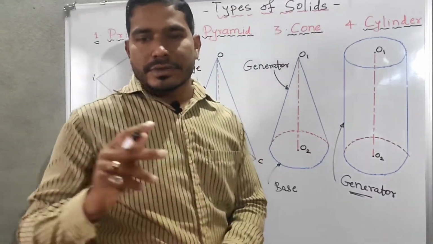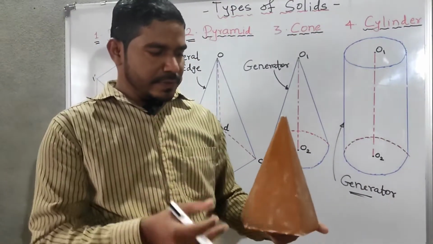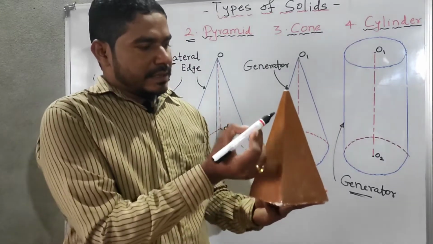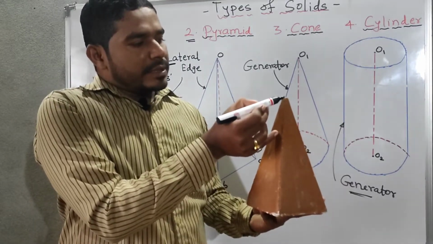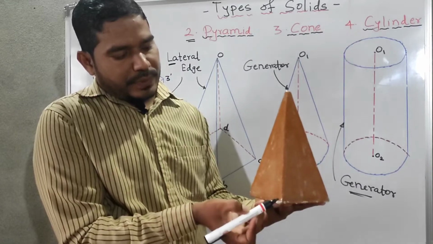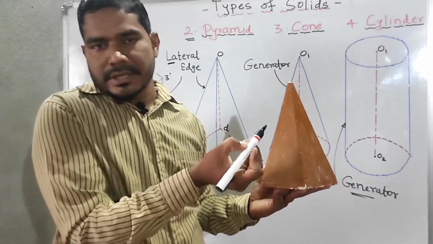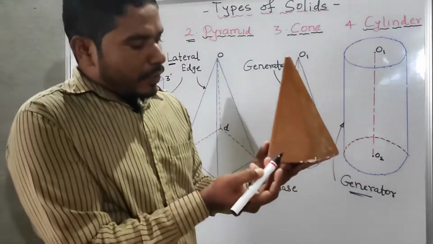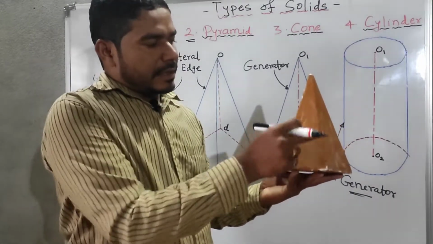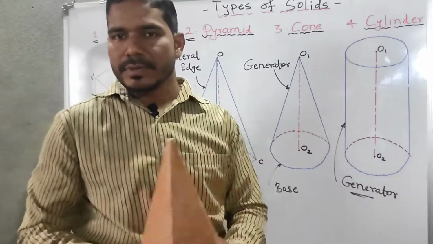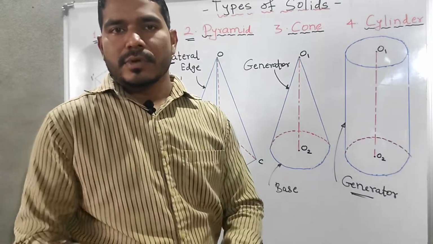Okay, so just I will show here one actual model. In case of the pyramid, you will see this is the apex. Okay, and this line joining to its base, we are calling it a lateral edge, which again we are calling a slant edge. Okay, and what is meant by base edge? This is the base edge, you will see. So this is the slant or the lateral edge and the base edge in case of the pyramid.